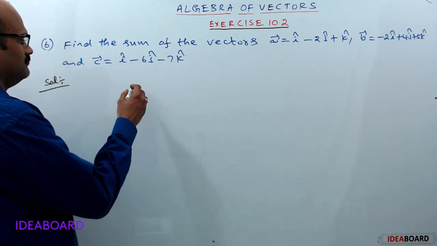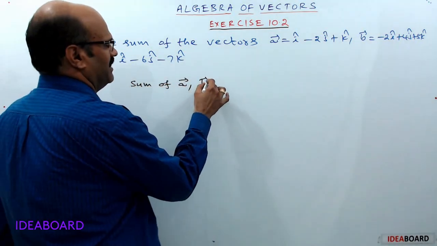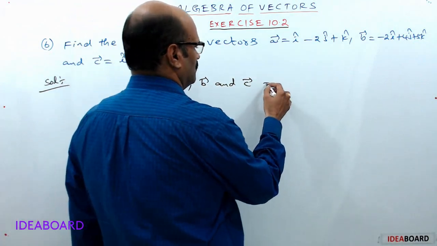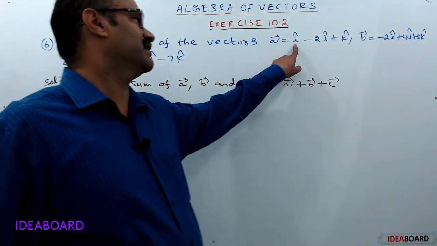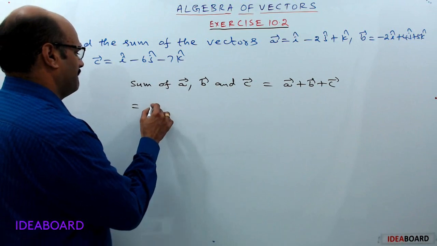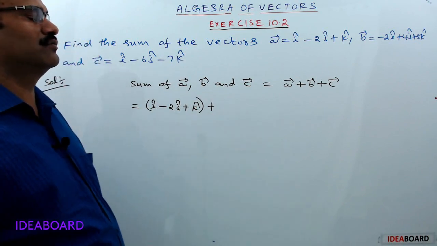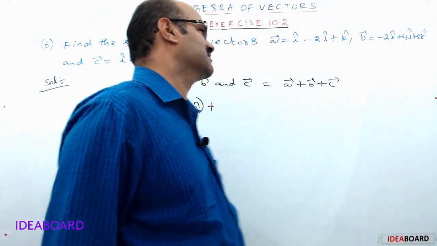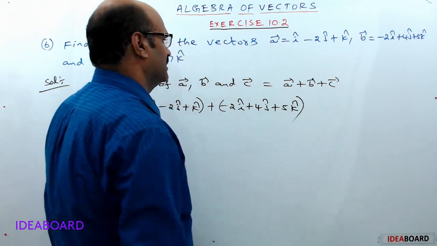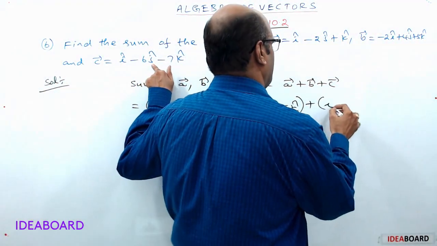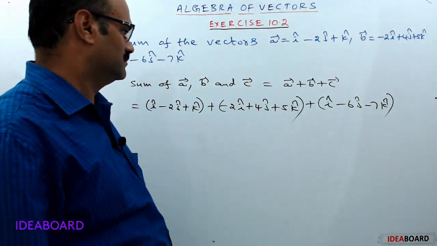So here sum of A vector, B vector and C vector is always equal to A vector plus B vector plus C vector, which is equal to, here A vector equal to i cap minus 2j cap plus k cap, plus B vector equal to minus 2i cap plus 4j cap plus 5k cap, and here C vector equal to i cap minus 6j cap minus 7k cap.